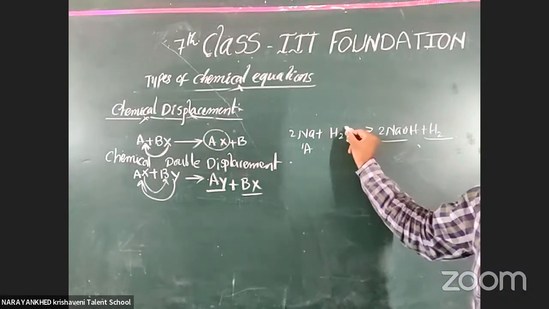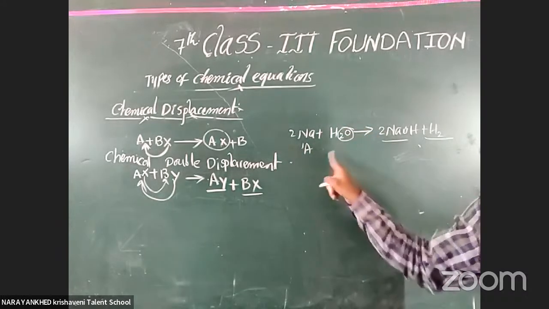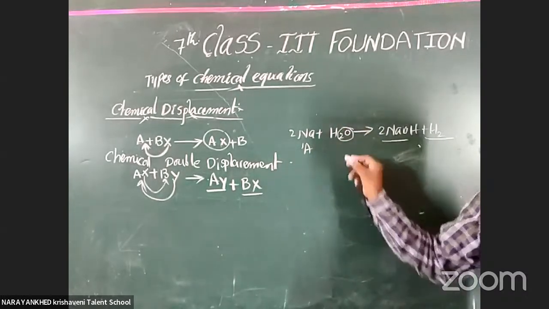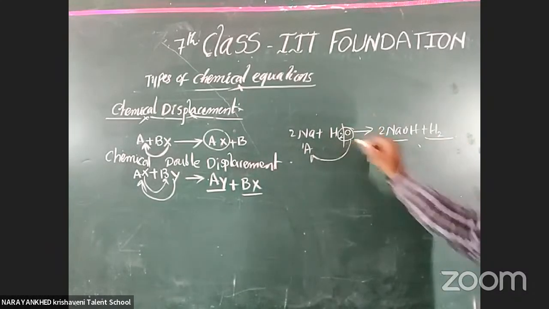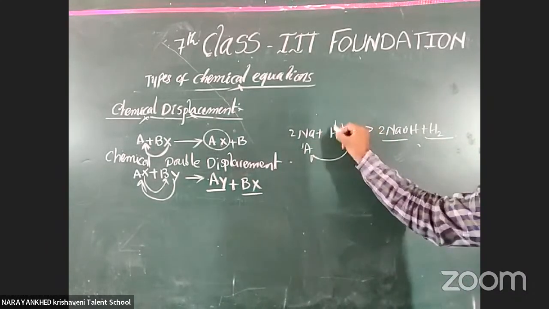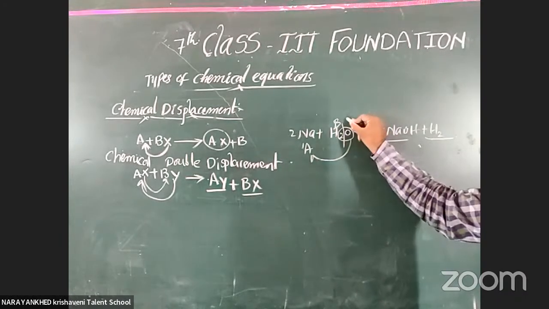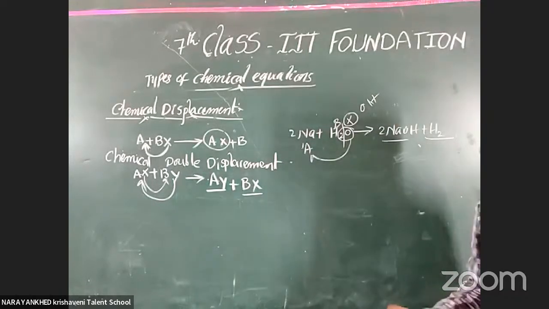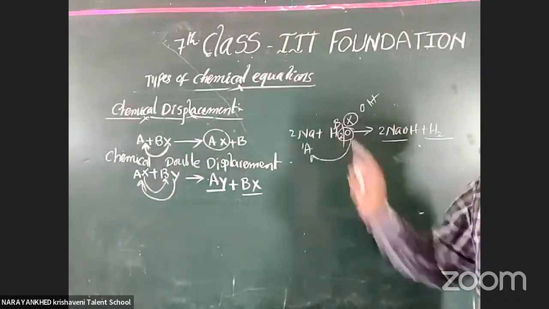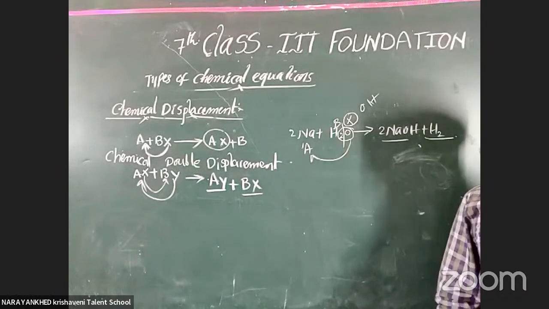We take OH somewhat. In H2O, what is there? OH is there, that will come to here. Now only H2 remained here. This is called B. This is called what? X somewhat. X is OH here we take. Understand all of you? And this is called a chemical displacement reaction.